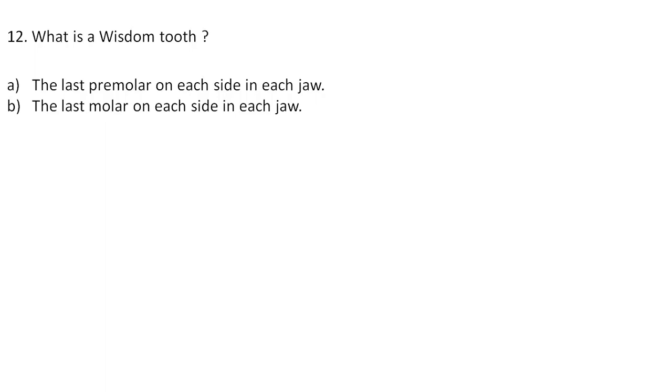So as we have just learned in question number 11, that there are total 12 molar teeth present in an adult human being. So out of the 12 molars, there are 4 wisdom teeth. And each wisdom tooth is present on each side in each jaw. And in most of the people, it appears at the age of 17 to 21 years. But however, in some people, wisdom teeth do not come out of the gums at all.